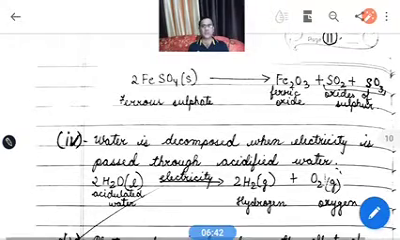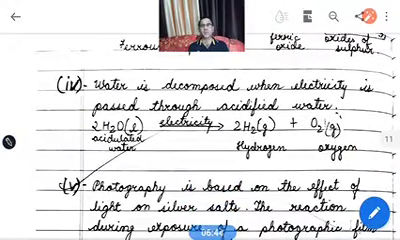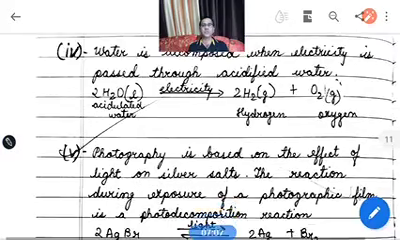Now the fourth example, that is decomposition of water in the presence of electric current, and that is why it is called electrolysis. So when electric current is passed in the water, it breaks into hydrogen and oxygen. So here also one molecule or one compound breaks into two substances, hydrogen and oxygen. So this is also an example of decomposition reaction.